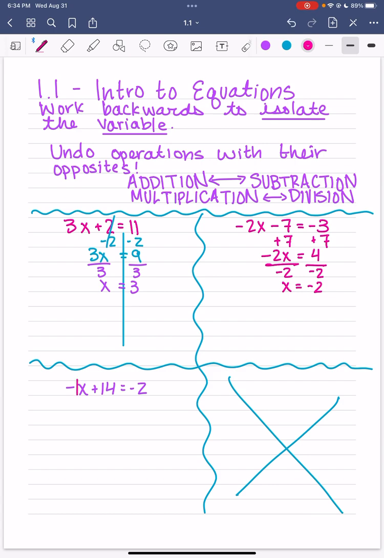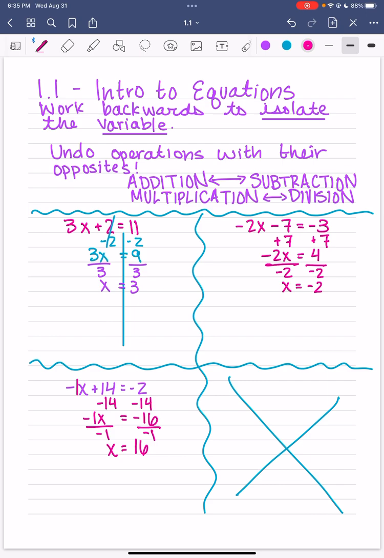So we'll start by subtracting 14 from both sides. We'll have negative 1x on the left. On the right side, we have negative 2 minus 14, which is negative 16. And then to get x by itself, we will get rid of that negative 1. It's currently negative 1 times x, so we'll divide both sides by negative 1. On the left, we have x. On the right, we have negative 16 divided by negative 1. Negative divided by a negative is positive. 16 divided by 1 is 16.